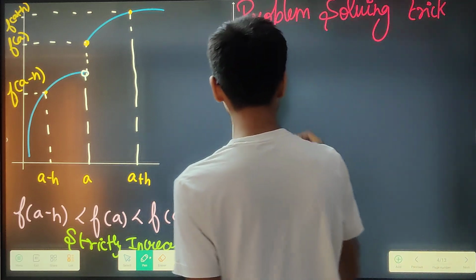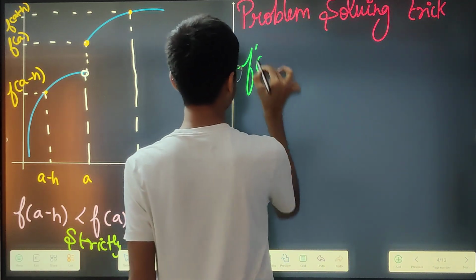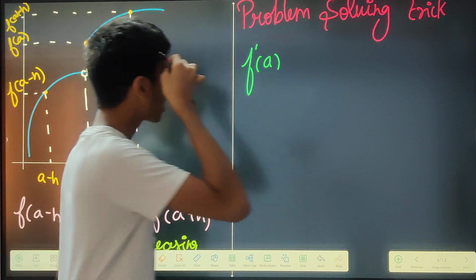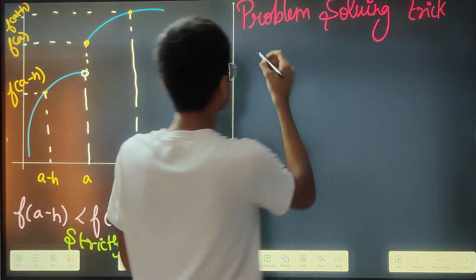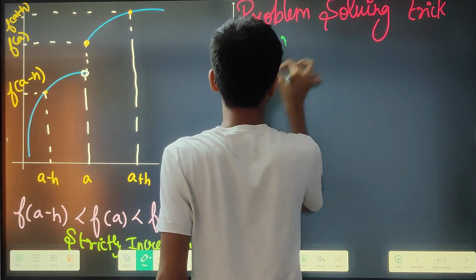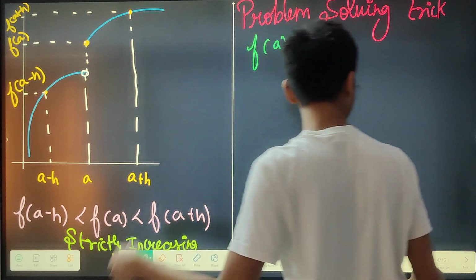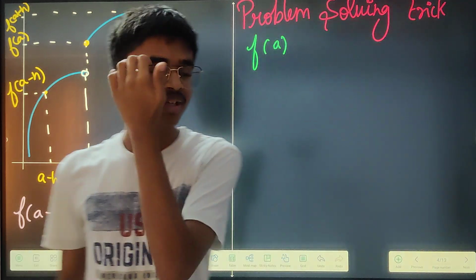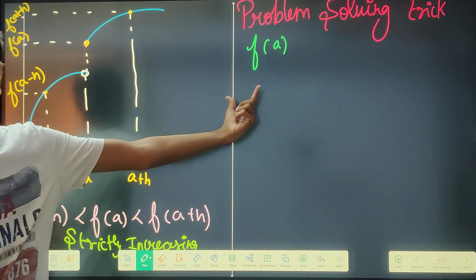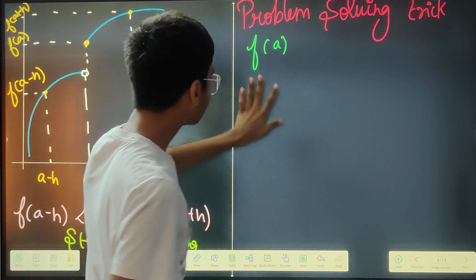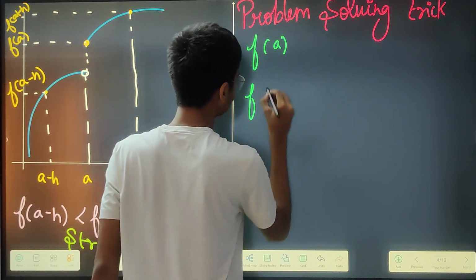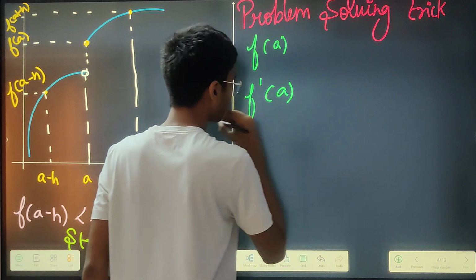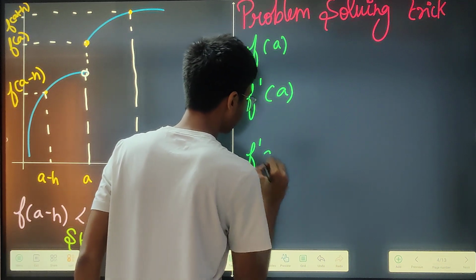Okay, so here you can see f dash a. You are having a function, for example f of a. This is also a function. Every graph is a function. Everything is a function in this world. So here you are having f of a, which is your function. Now you are differentiating it.